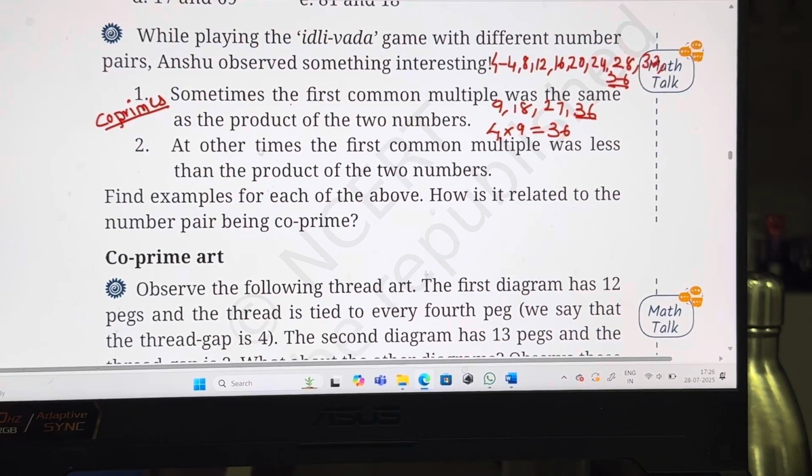The second thing she observed is that at other times the first common multiple was less than the product of the two numbers. Suppose we take 3 and 9. The multiples of 3 are 3, 6, 9. For 9, it is 9. So their first common multiple is 9. And what is their product? 3 nines are 27. So 9 is less than 27. It is less than the product of both the numbers. Here 3 and 9 are not co-primes.